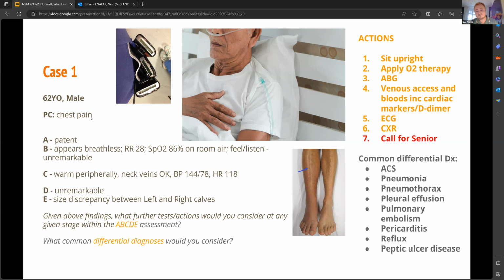But yes, so based on the ABCDEs, you found them breathless, sit them upright if they can, give some oxygen, their sats are low. There didn't seem to be any abnormal breath sounds, but do that ABG. And again, you consider the chest X-ray as well. C, they're tachycardic and they have chest pain. Make sure you do get that venous access and the blood tests sent for, as you mentioned, D-dimer, cardiac markers like troponin, NT-proBNP. If you're worried about this patient, call your senior.